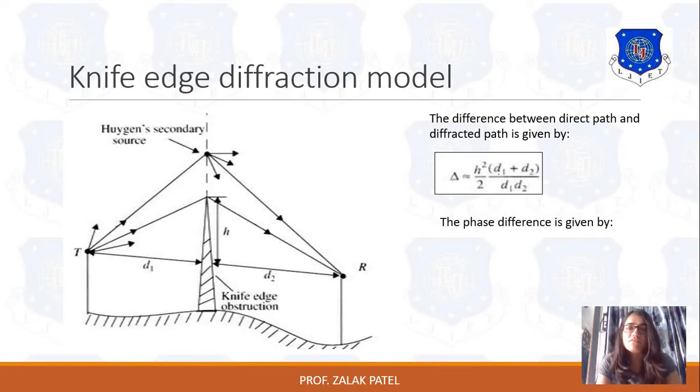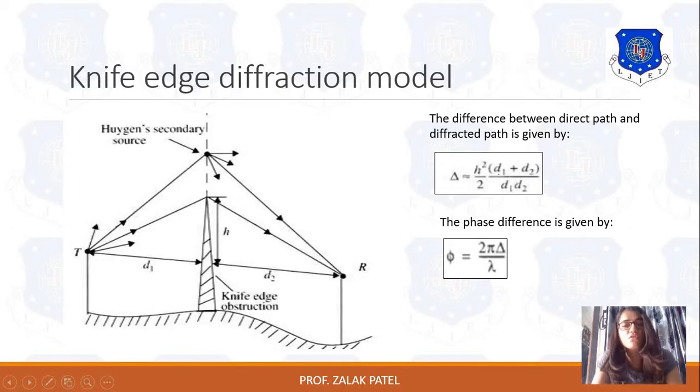Now this phase difference is nothing but the phase constant times the path difference. The phase shift constant is given by 2 pi by lambda. So phi is equal to 2 pi by lambda into delta, where delta is h square by 2 into d1 plus d2 upon d1 d2. So the phase difference in the knife edge diffraction model can be written as 2 pi by lambda into h square by 2 into d1 plus d2 upon d1 d2.